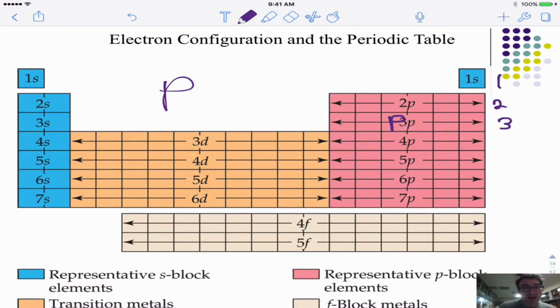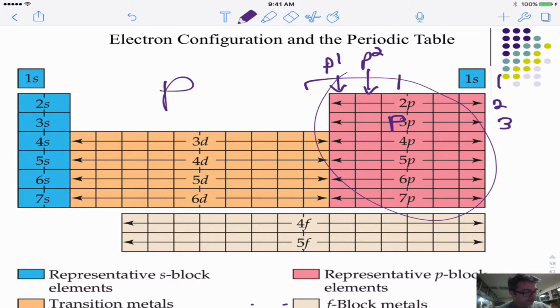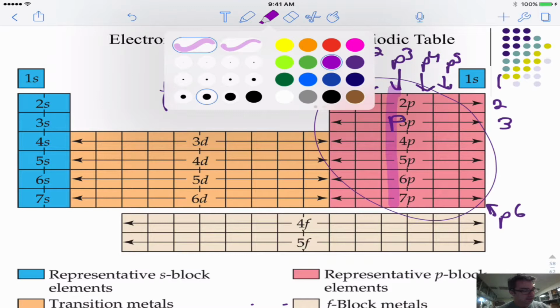But it's also organized by blocks. And so when I look at the periodic table, what I can see is that this is called the P block over here. And all the P blocks are aligned. So this group right here is P1. This is P2. This is P3, P4, P5, and then over here, P6. So if I take phosphorus, for example, I know its last electron, since it's in this group right here, is going to be p3.